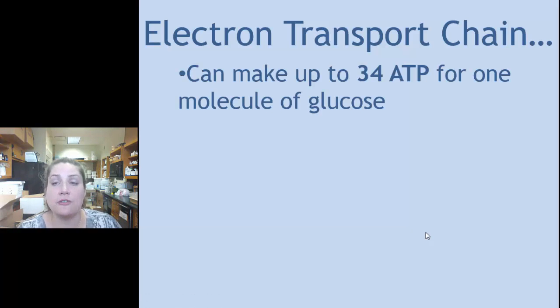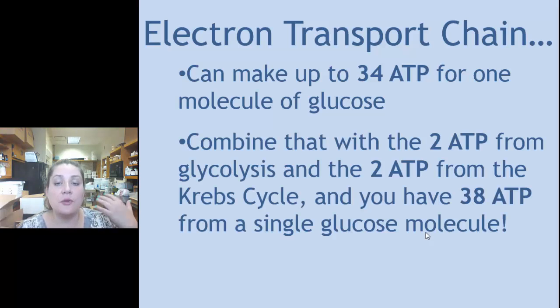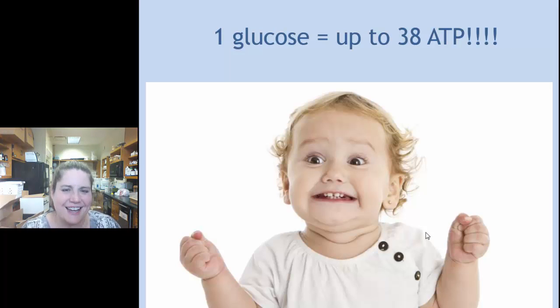Okay, so the electron transport chain can make up to 34 ATP for one molecule of glucose, just because of boing, boing, boing, boing, spin, boing, boing, boing, boing, spin. Okay, that's going to create 34 ATP. If you combine that with 2 ATP from glycolysis and 2 ATP from the Krebs cycle, then you've got 34 plus 2 more. You've got 38 ATP from one single glucose molecule. That's so exciting. So one glucose molecule can give you up to 38 ATP if everything is working appropriately. Okay, so that is awesome sauce. We like that.